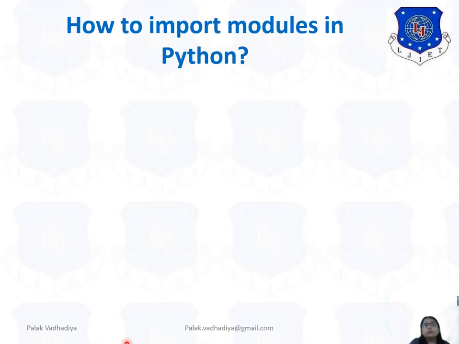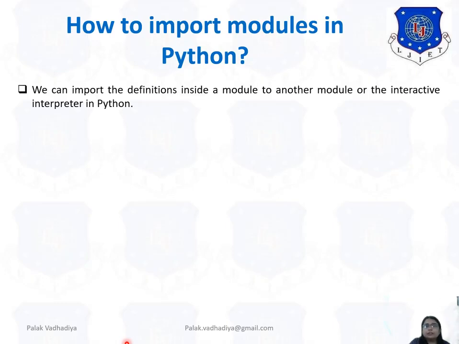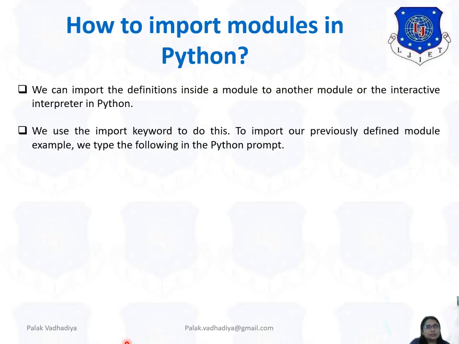Now how to import the module? You know very well that you can do it with the import statement. So we use the import keyword to do this, and to import our previously defined module example, we type the following: import, and then you have to write example. So this file will import. If you remember, in our plotting of data, we just imported the matplotlib library as well as numpy, that is numbers in Python.